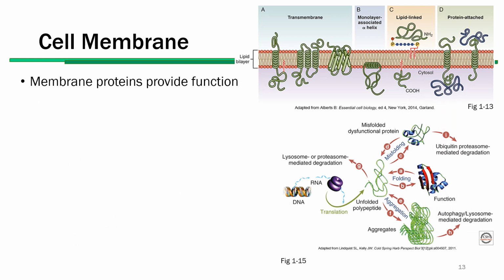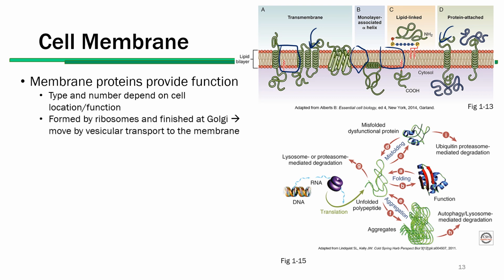Membrane proteins provide function to the cell. If you look at this membrane, this is all phospholipid bilayer here, giving the cell structure, but all of these green squiggly things are proteins, and they give function. The type and number of the proteins depend on the cell location and what its function is.